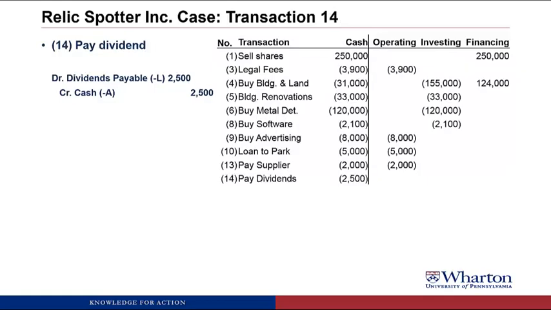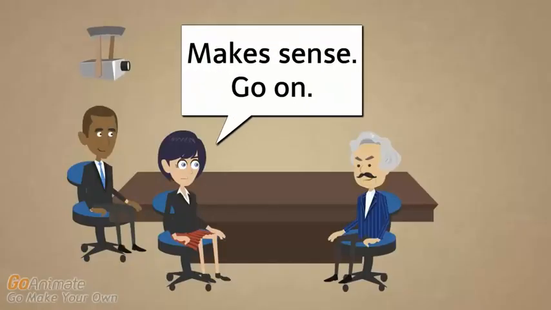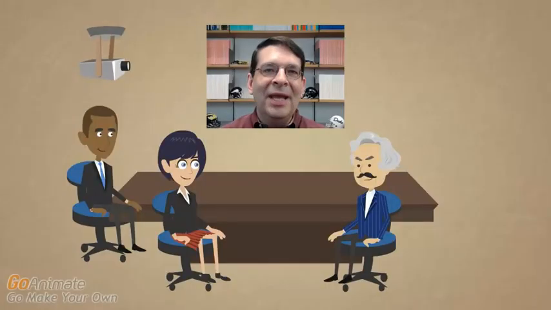In transaction number 14, Relic Spotter paid $2,500 cash to its shareholders for its dividend. This was the dividend that they declared in transaction 12 that's actually paid in cash in transaction 14. So is this $2,500 cash paid for dividends operating, investing, or financing? The answer here is financing, a $2,500 financing cash outflow. Makes sense. Go on. Yes, paying dividends is one of the examples we use to define a financing activity.